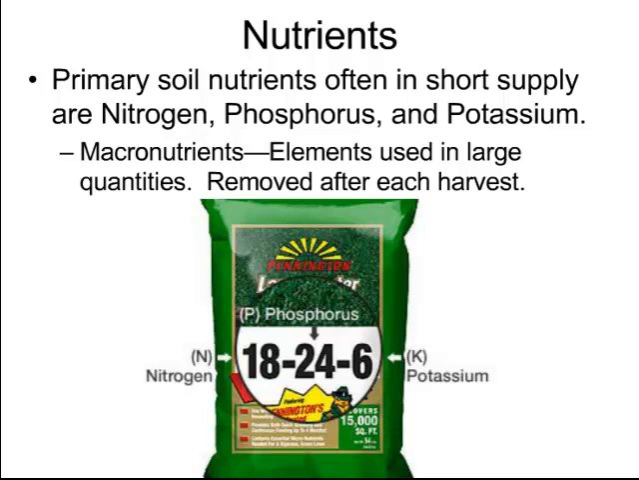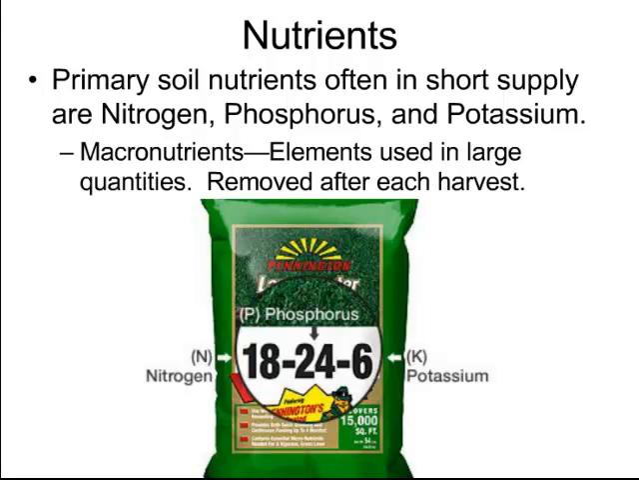So what are the actual nutrients that are in fertilizer? Well, the first group are called macronutrients. Macro means large, because these are needed in large amounts. If you look at a bag of fertilizer, it's going to have three numbers on it. In this case, 18, 24, and 6. And these are called the NPK numbers.